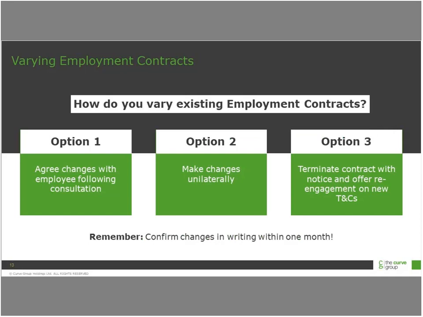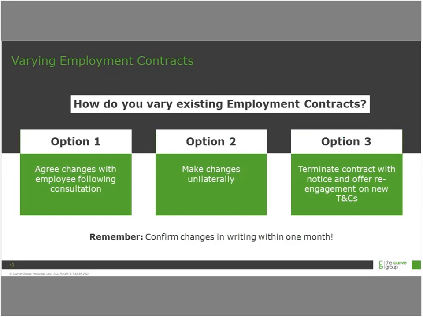So, how do you vary different contracts? So there's 3 options here. So you can agree changes with the employee following a consultation, and obviously they're usually minor changes that are easy to agree with the employee and change.